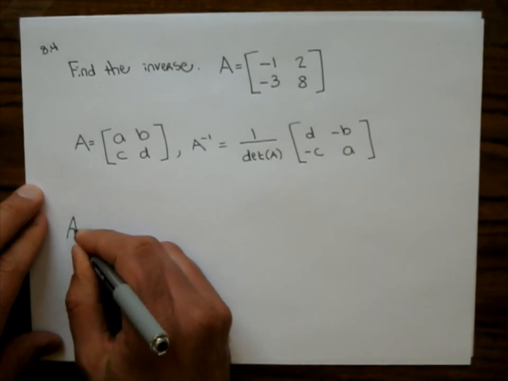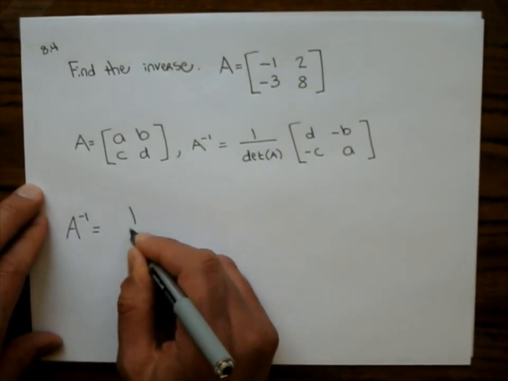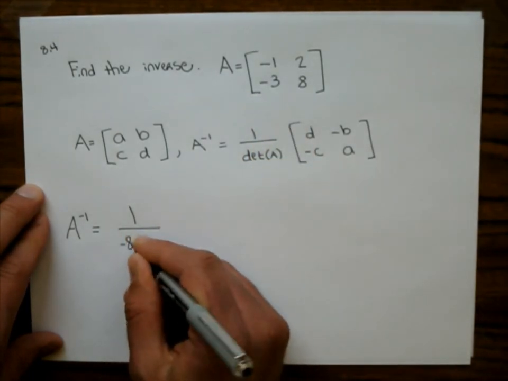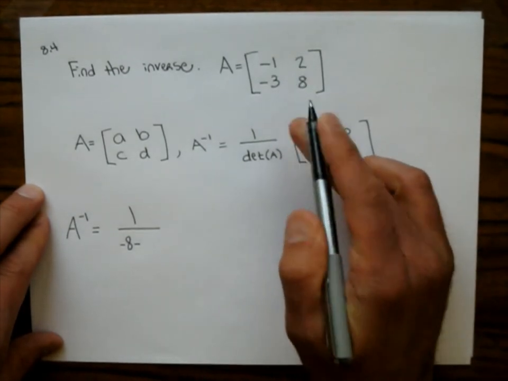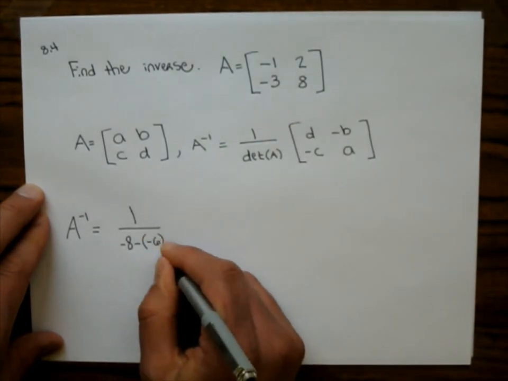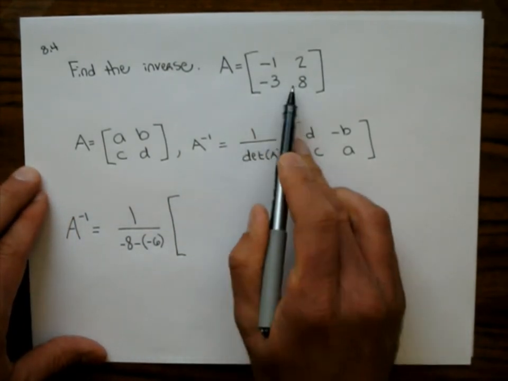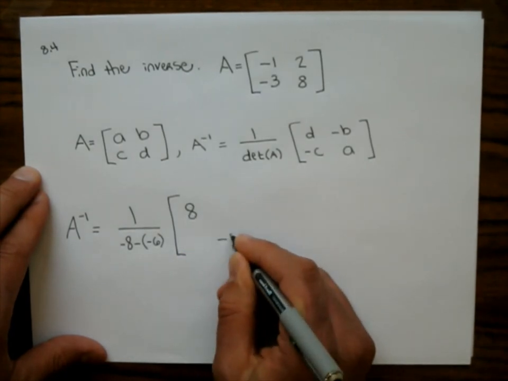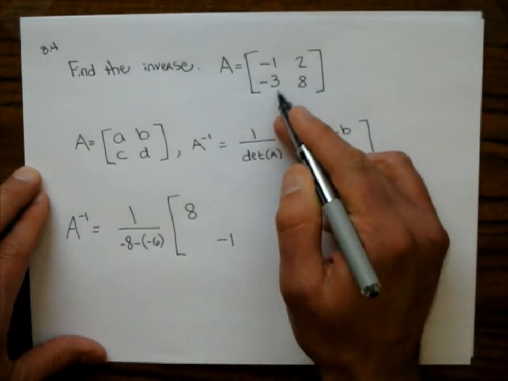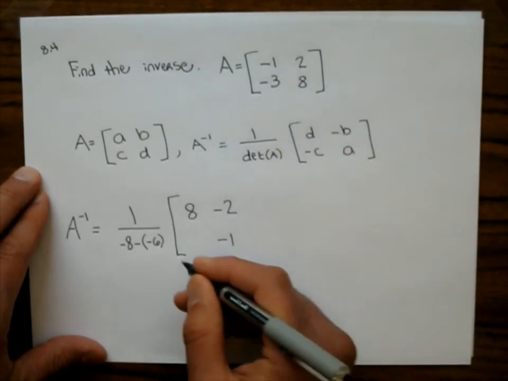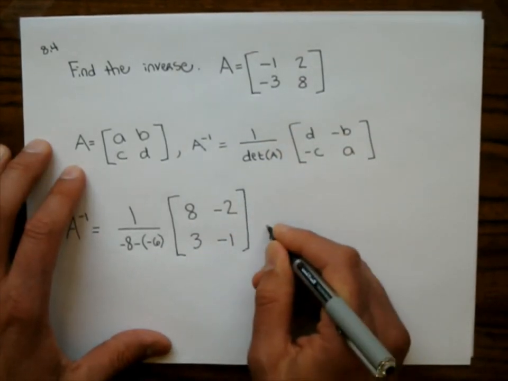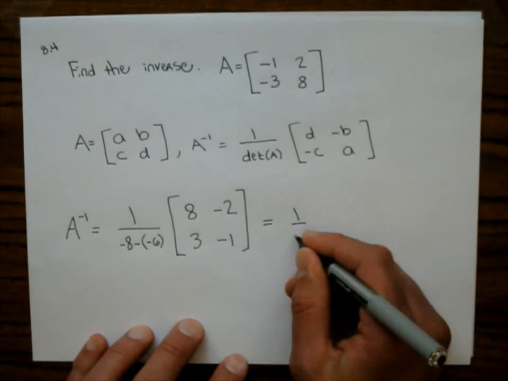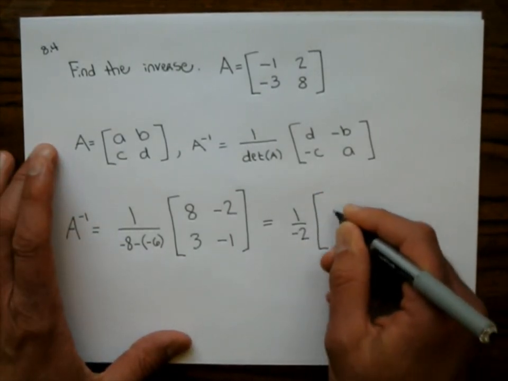So let's go find the inverse of the matrix that we have here. 1 over the determinant. So this is negative 1 times 8 minus 2 times negative 3. Okay, I look up here. This is my matrix here. I'm going to switch my A and D. So this is just sort of a recipe, and then negate my B and C, so negate the 2 and negate the negative 3. So what do I have down here? I have negative 8 plus 6, so this is really 1 over negative 2 times this matrix here.